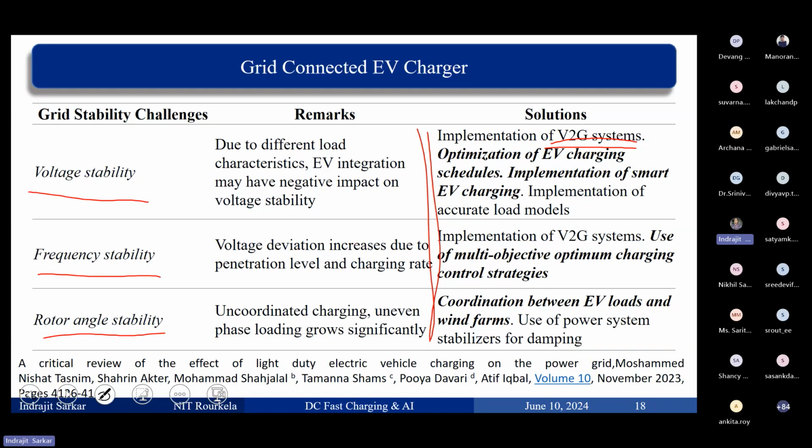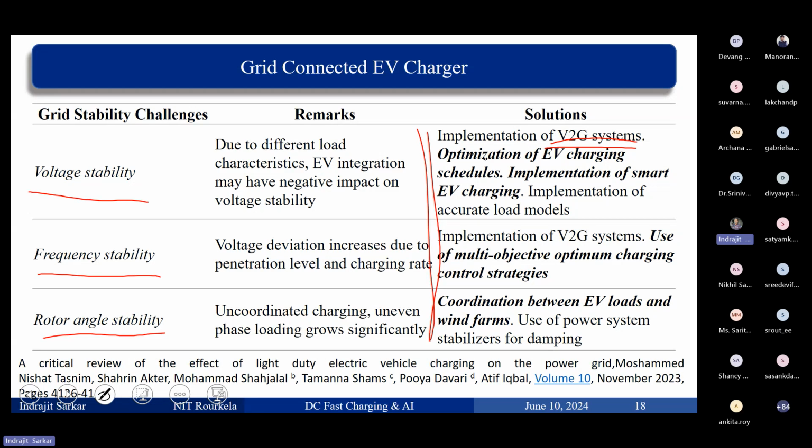But this vehicle to grid operation involves your battery, so your battery is engaged. That means you are using the battery continuously, and that affects the state of health of the battery. So the user may not agree with this, because it is deteriorating the battery life. So vehicle to grid may not be feasible in such a scenario.